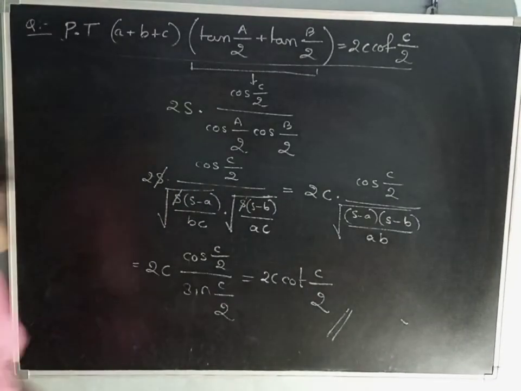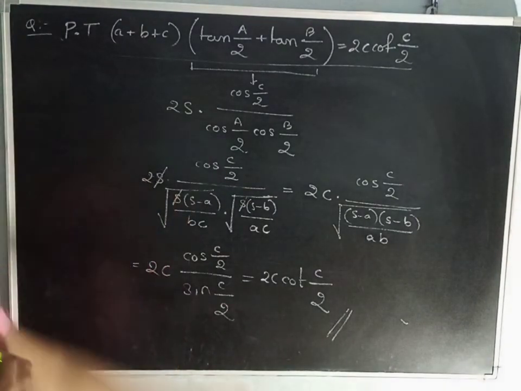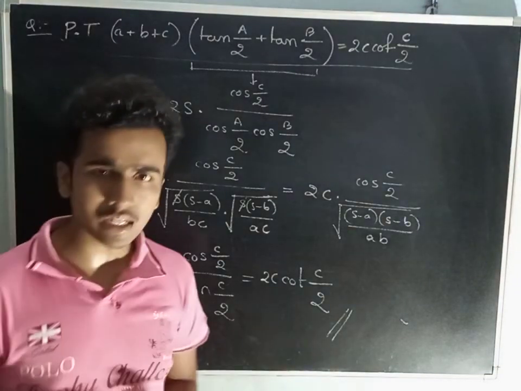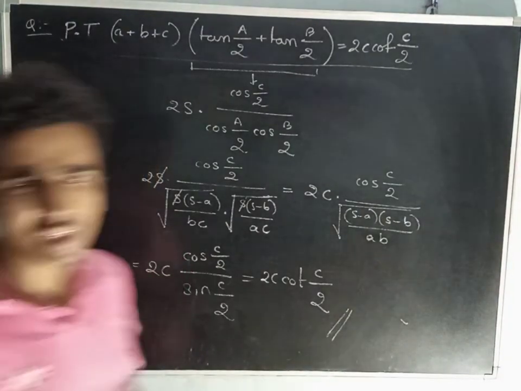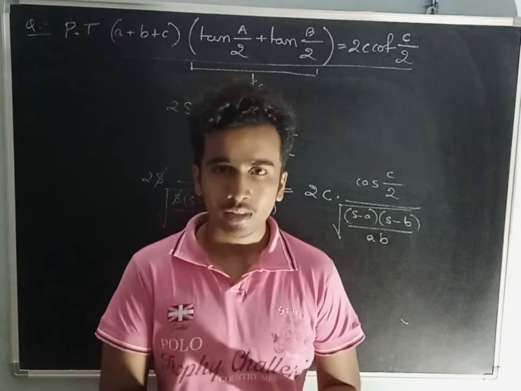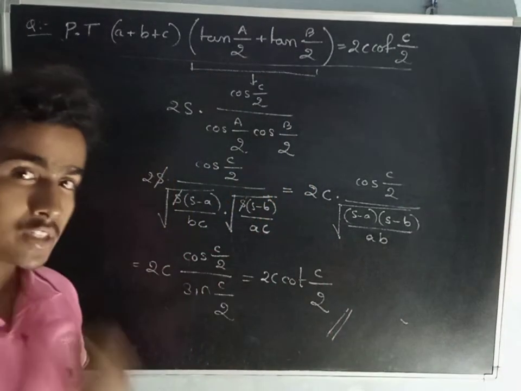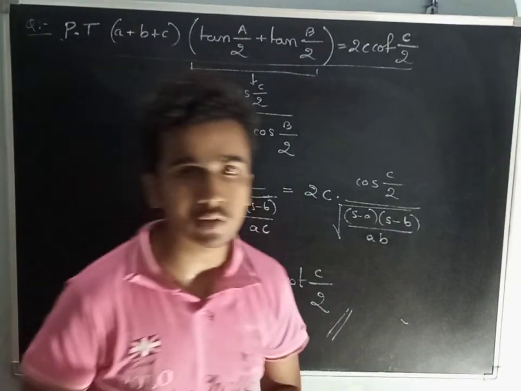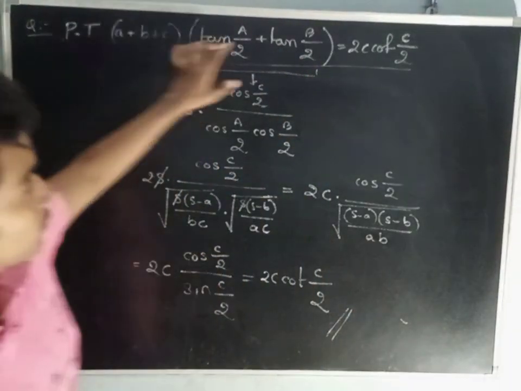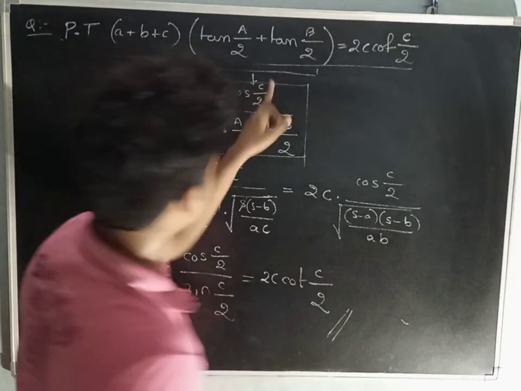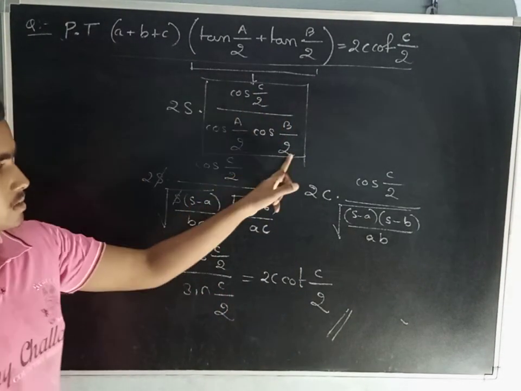It's nothing but 2c cot C/2. Here is another way that we can prove the given relation. In the first method and the second method, the similar thing is that in both methods I have applied the half angle formulas, but in different situations. In the first method, I directly applied the formula for tan A/2 and tan B/2. But in this method, I have simplified this part, and finally I have got cos C/2 by cos A/2 cos B/2.